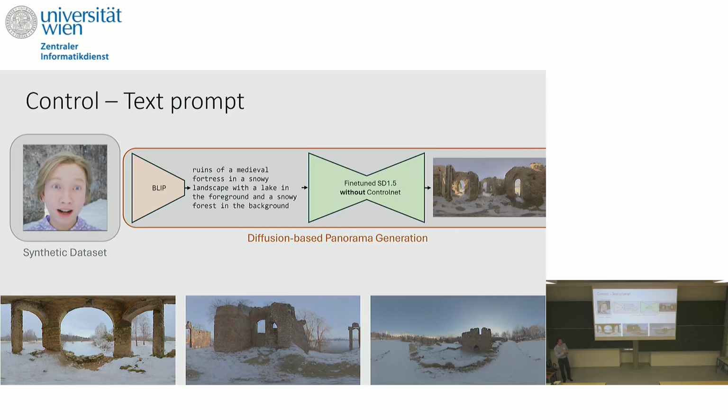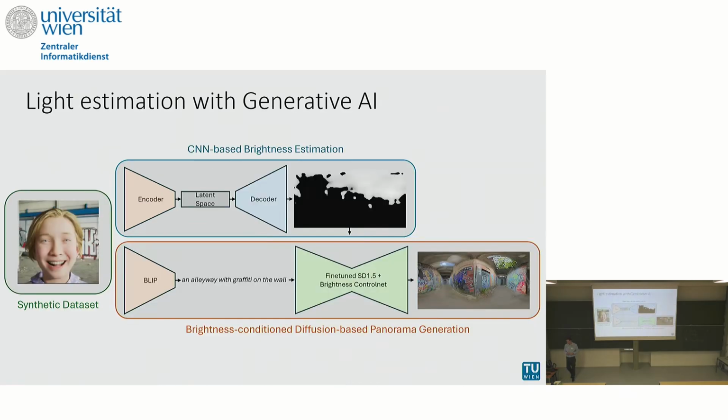And then we could feed this text into our Stable Diffusion model and generate images which already fit thematically to the background here. So these are the results of our Stable Diffusion generation for this input image, but that still does not contain the control by our brightness estimation network. So let's go to that point.